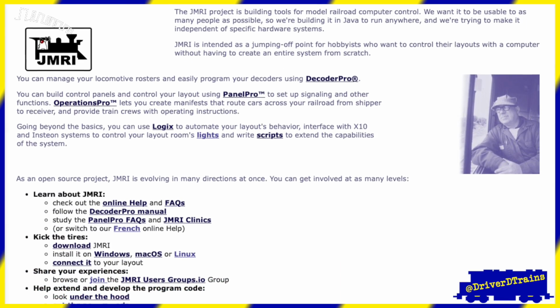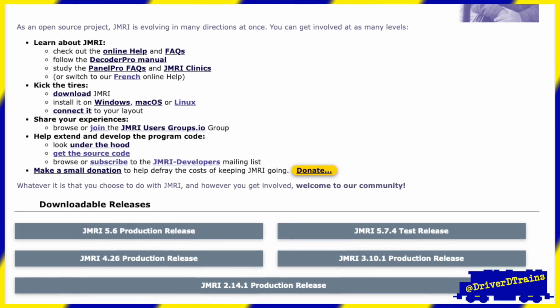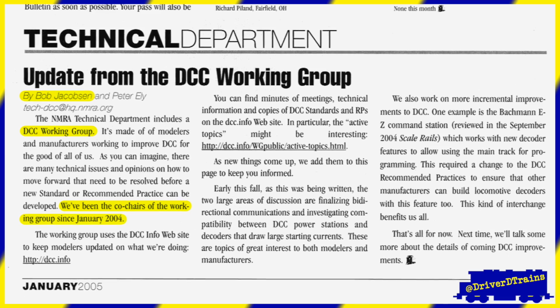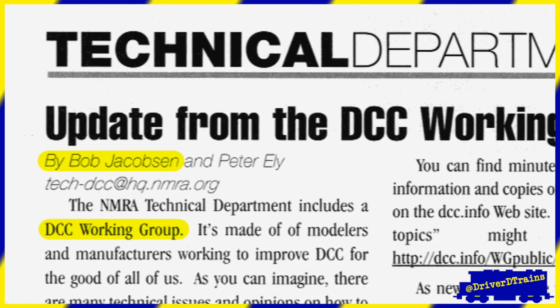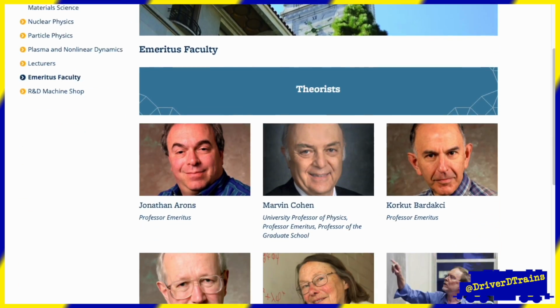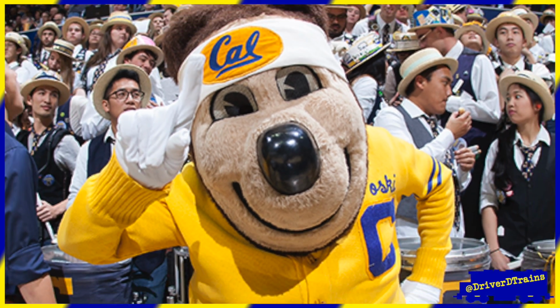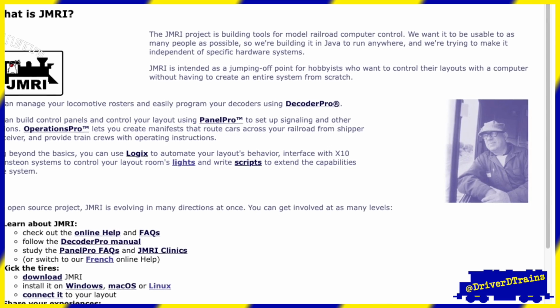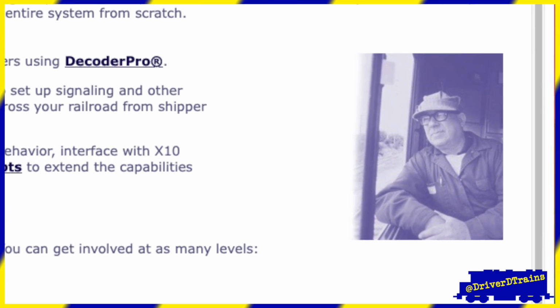JMRI is an open-source community effort with contributors from all over the world and is constantly being updated. Driving that train for the last 24 years has been former NMRA DCC Working Group Chair and retired Berkeley particle physics professor Bob Jacobson. Go Bears! While Bob didn't start JMRI, within a few months he was made both its conductor and engineer.